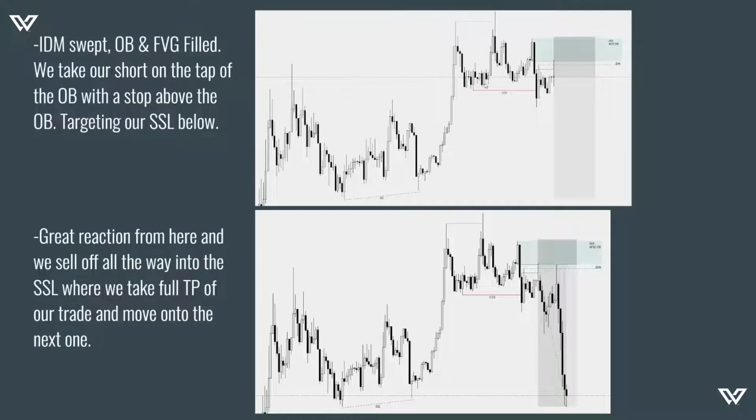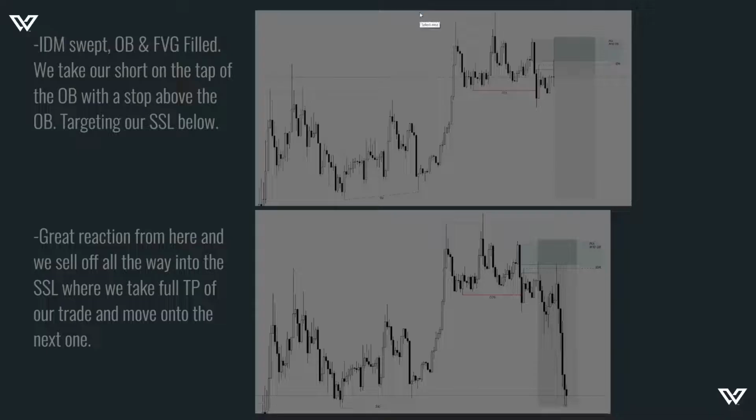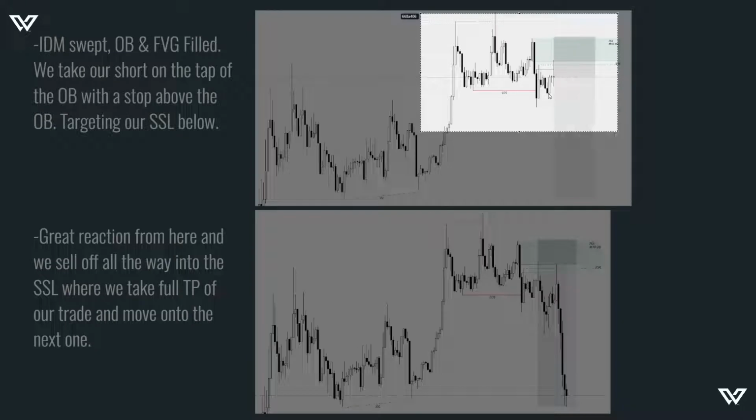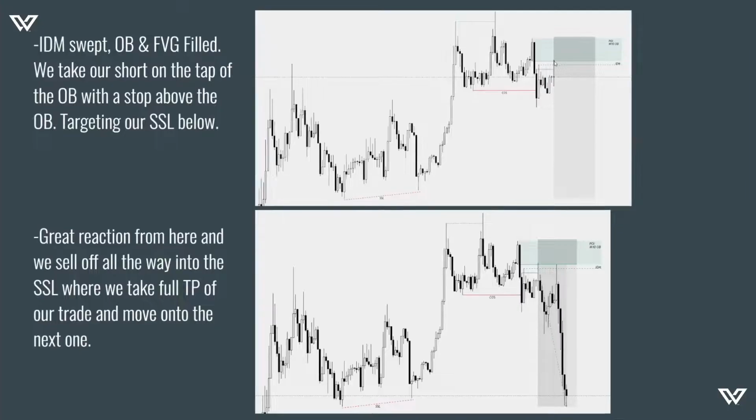So inducement swept, order block and fair value gap filled. Take our short on the order block with a stop above the high. Again, expecting a fairly nice reaction here from the inducement. As always, you could be waiting for a break of structure, so you could be waiting for this low to get taken, and then say, okay, we have our break of structure, and then we can get short here to target lower. Or if you're fairly confident in your trade, you can take it straight away.